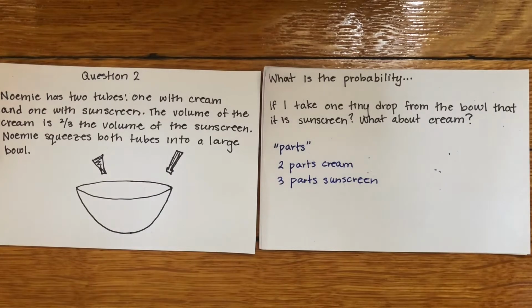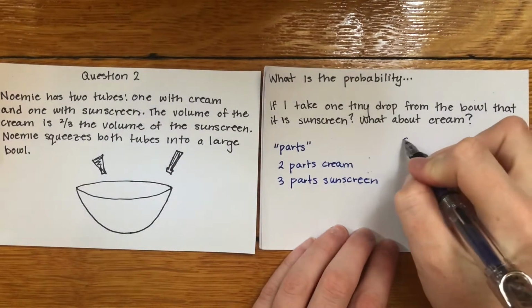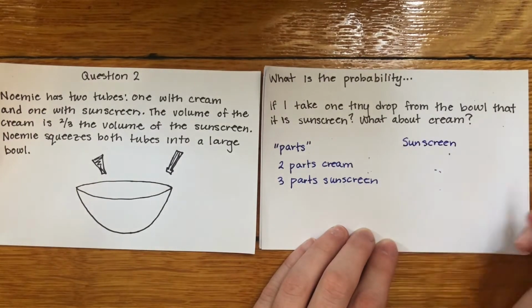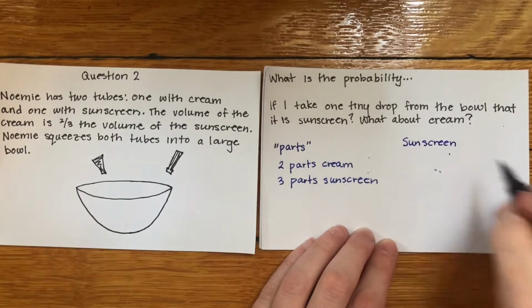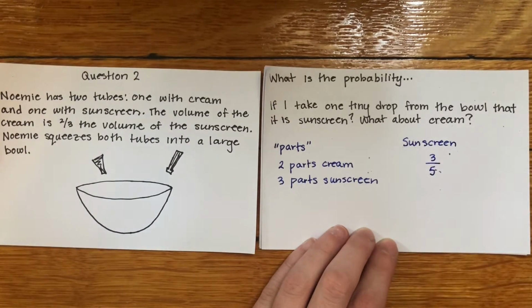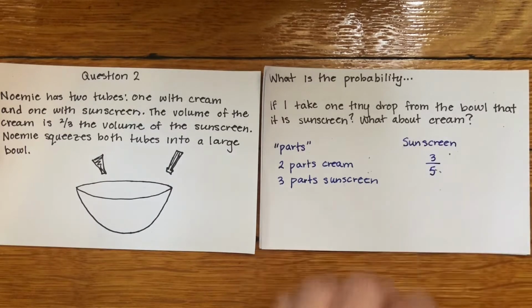Once we know that it's 2 parts cream and 3 parts sunscreen, we want to think of probability, which again is successes over totals. So the probability of getting a sunscreen is 3 parts of sunscreen and 5 total parts, right? Including the 2 parts of cream as well. So our probability of getting a tiny drop that is sunscreen would be 3/5.